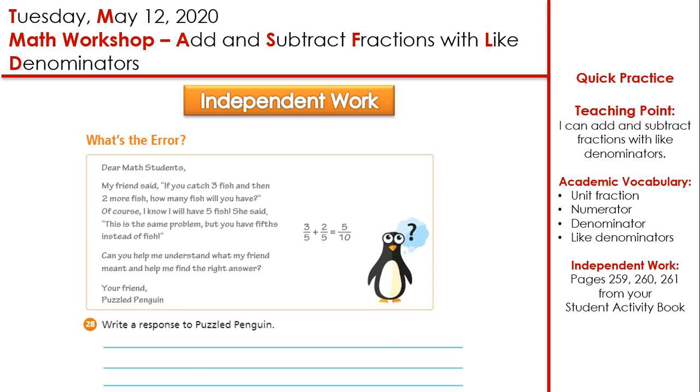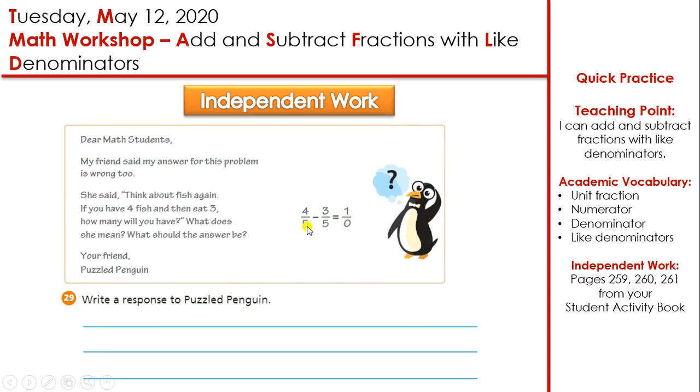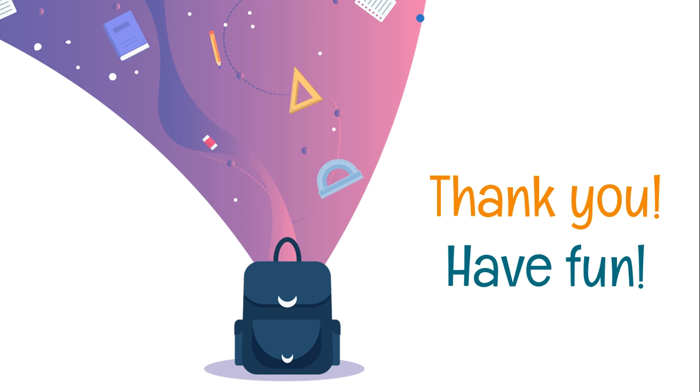At the end, we have our Puzzle Penguin that is a little bit confused on how to operate fractions with like denominators. As we can see right here, he added the two denominators. Is he correct? Help him out. Same thing. In the case of subtraction, he subtracted the denominators even though they were like denominators. So you're going to write a response to Puzzle Penguin explaining why he is wrong, or why he is right.